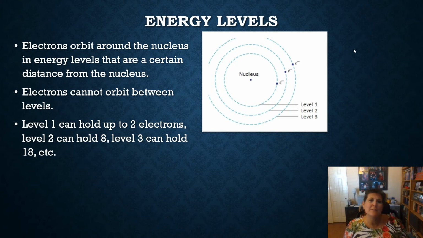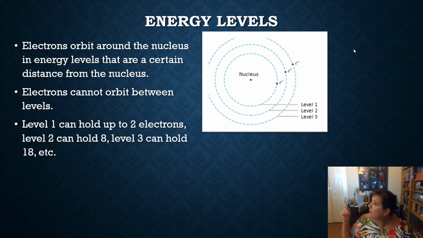Chem 107 students. Now we're going to talk about Lewis dot structures, but before we get there, I have some background information for you. So first of all, in our atom, electrons go around our nucleus, but they can't just be anywhere. They have to be in a certain energy level or orbit, if you will.